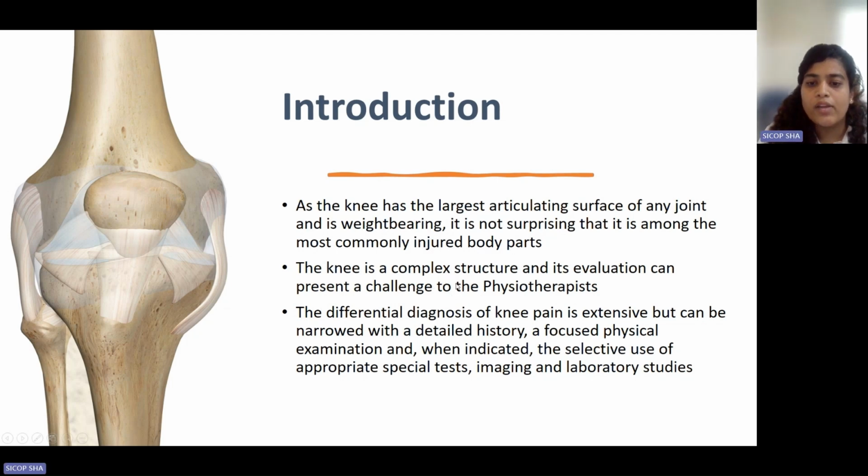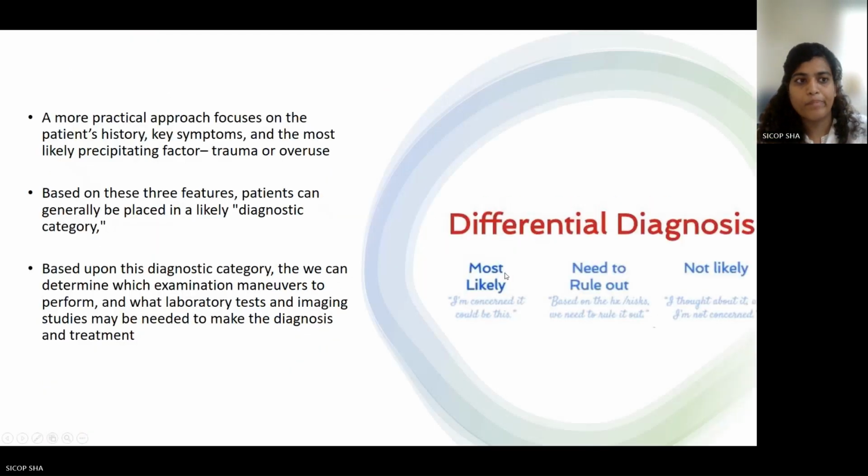So to narrow it down, we can divide the sections into history, with focus on physical examination, and when to use a special test, and the imaging and the laboratory studies. When we talk about knee pain, the diagnostic category plays an important role. If the patient comes to you, you have to be very sure what the diagnosis can be.